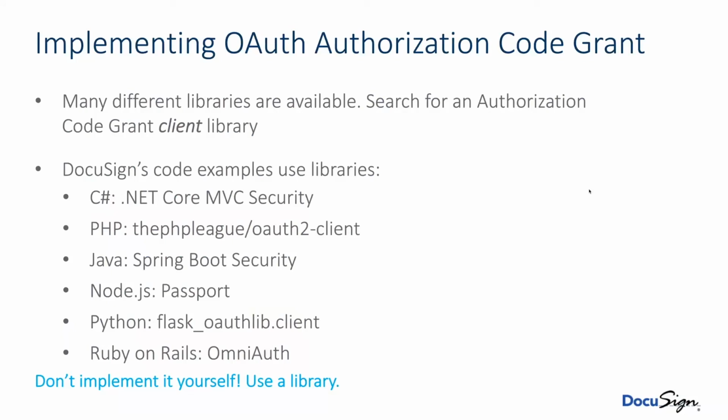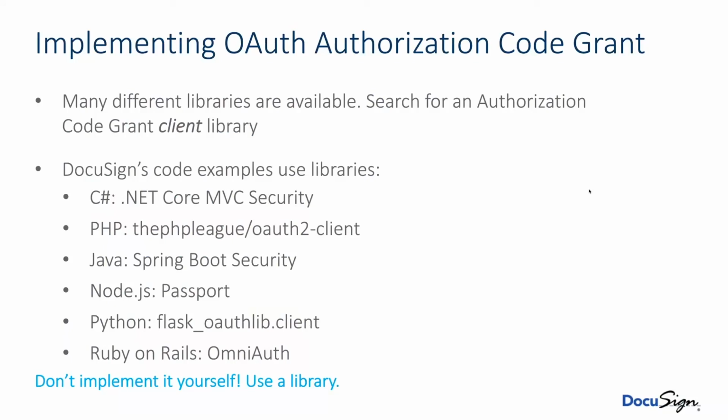So you've decided that you want to use OAuth authorization code grant. How should you implement it? Well, there's many different client libraries available, and in particular, you want to look for an authorization code grant client library. There are also many authorization code grant server libraries, and you don't need that when you're, of course, being the client.